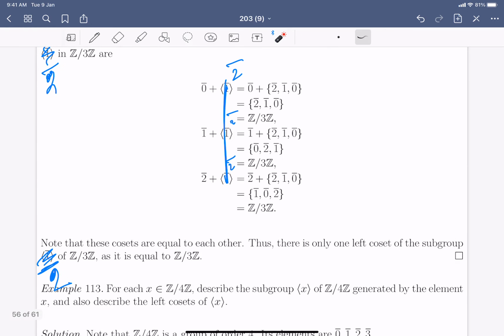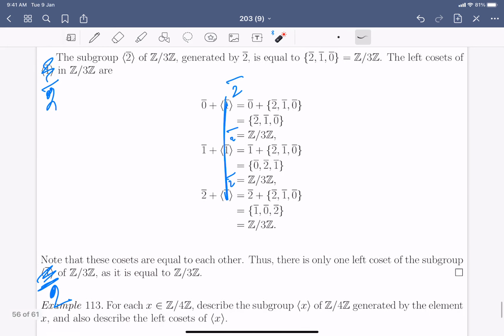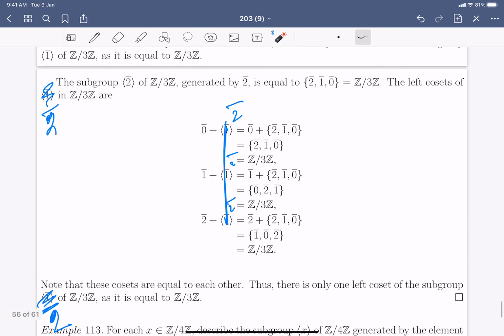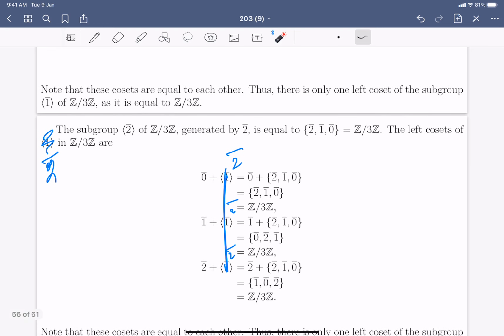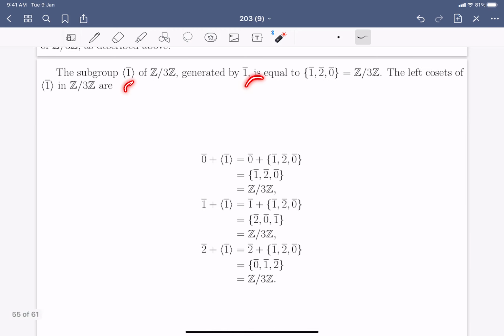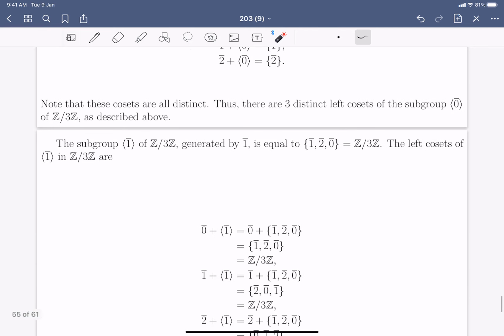So you can also check the computations, and you will see that these cosets are all equal to each other. Well, the reason is the following. At least in this case, the subgroup of Z mod 3Z that you get, corresponding to 2 bar, or in the previous case corresponding to 1 bar, is equal to Z mod 3Z.